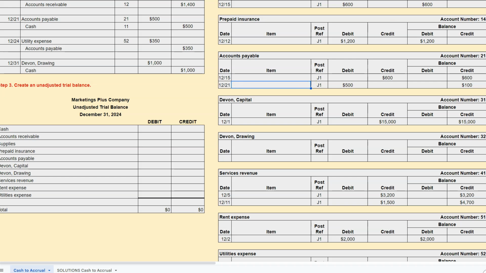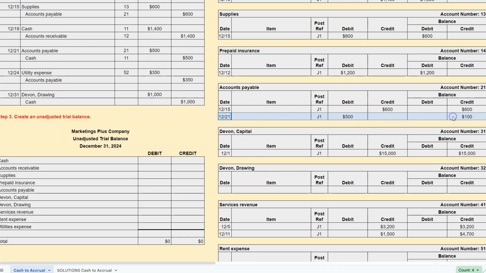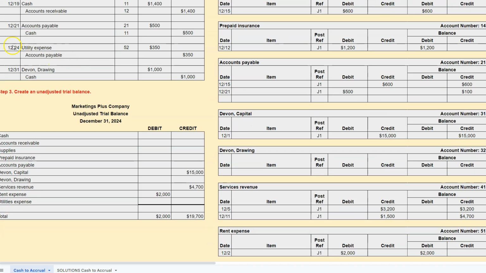All right, now for our second utilities expense, I'm going to add an extra line to our accounts payable because we technically need an extra one here. All right, now it's ready for us. So 1224.